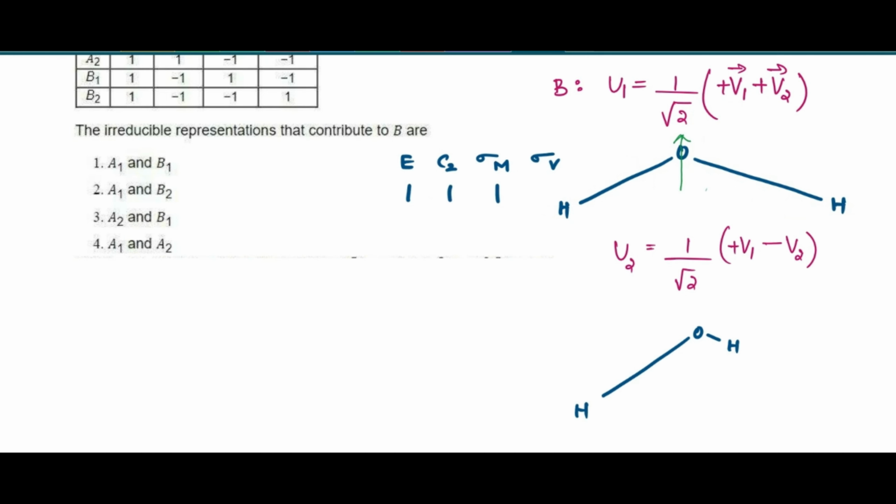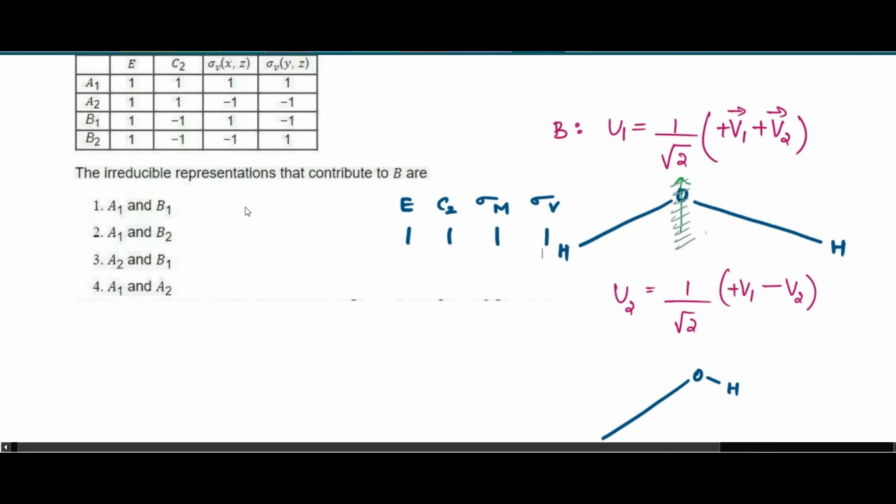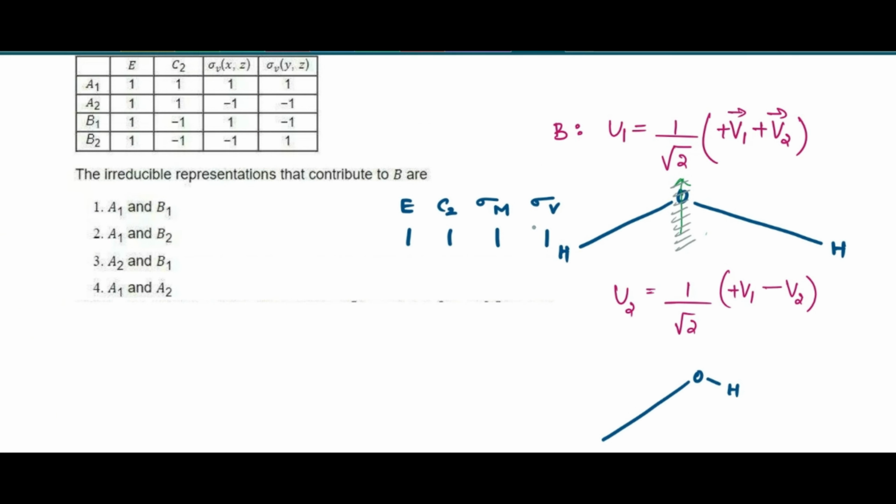And if you keep a mirror plane across this, will it change? It's not going to change. Left hand side and right hand side, the vectors are equally reflecting each other. So the representation corresponds to the irreducible representation 1 1 1 1. That is A1. So among the options, option 3 can be eliminated. It's either 1, 2 or 4.